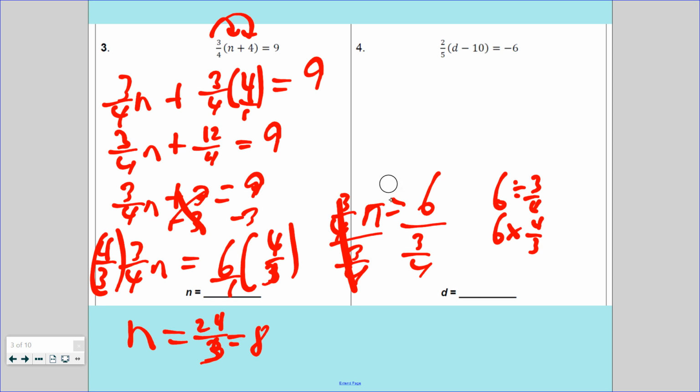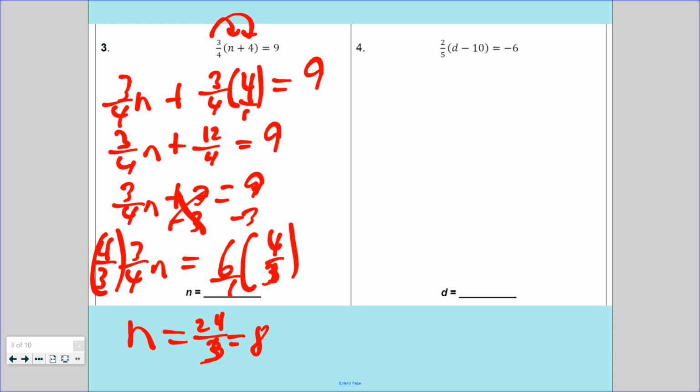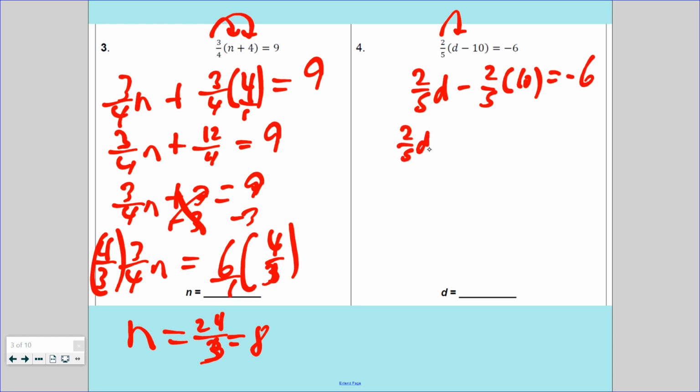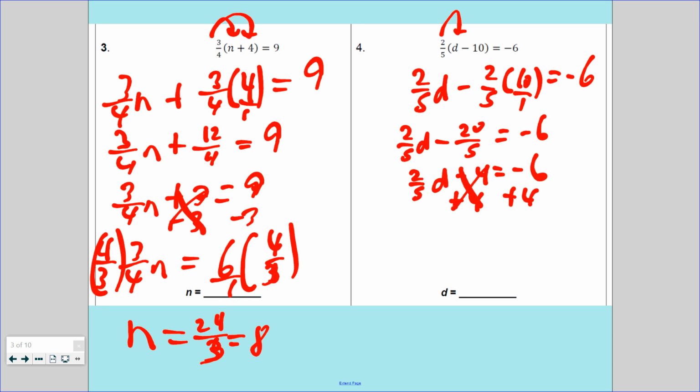Let's clean this up and do another example. We have 2/5 d minus 2/5 groups of 10 equals -6. So we have 2/5 d minus, let's rewrite 10 as a fraction, 10 over 1. Let's simplify this again: 2/5 d minus 4 equals -6. So let's solve for d. How can I isolate d? What's the inverse of -4? +4, so I add 4 to both sides. This cancels. So 2/5 d equals -2.